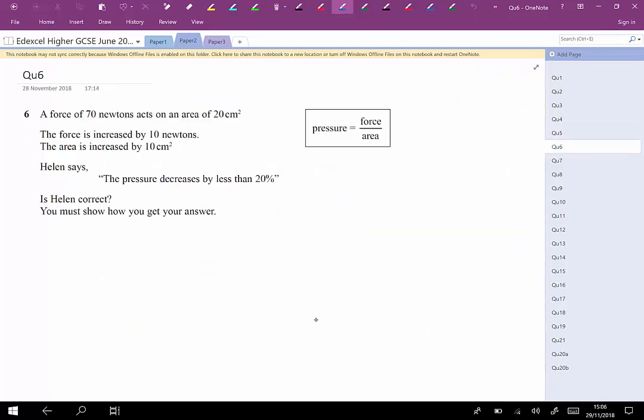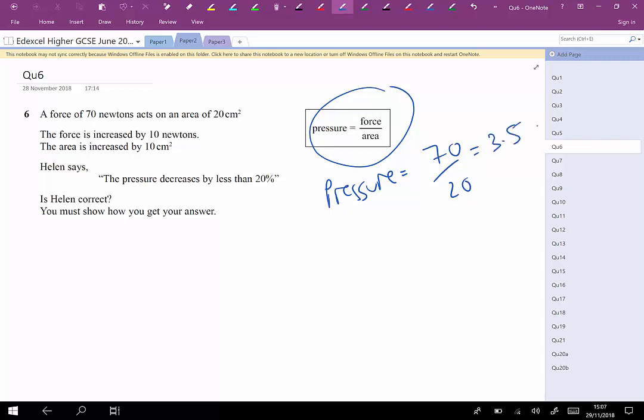So question 6, this is almost like science on this one. A force of 70 newtons acts on an area of 20 centimetres squared, and we're told that pressure is force divided by area. So I guess the pressure here is going to be 70 divided by 20, which gives you a number of 3.5. I knew that one.